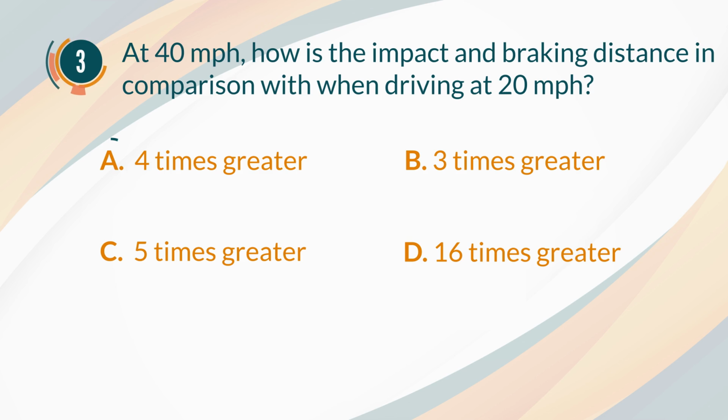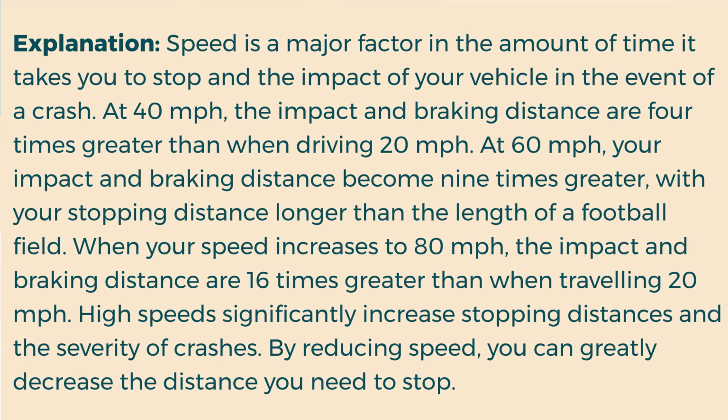The correct answer is A. 4 times greater. Explanation. Speed is a major factor in the amount of time it takes you to stop and the impact of your vehicle in the event of a crash. At 40 miles per hour, the impact and braking distance are 4 times greater than when driving at 20 miles per hour. At 60 miles per hour, your impact and braking distance become 9 times greater, with your stopping distance longer than the length of a football field.